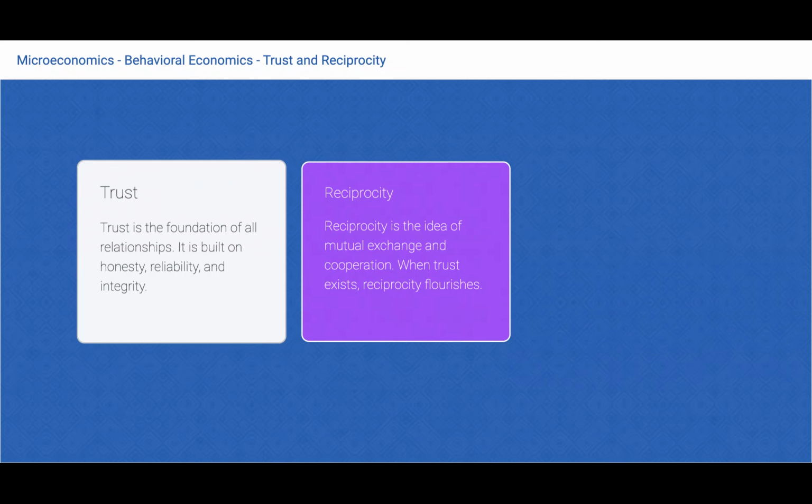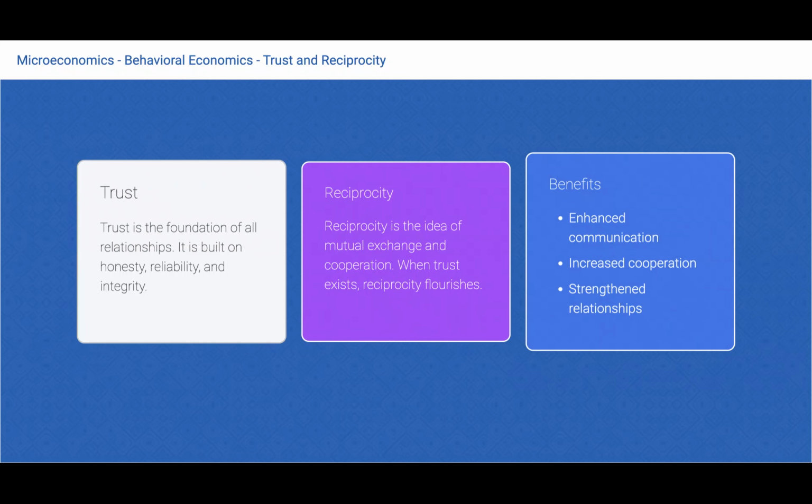Trust and reciprocity are essential elements in building strong relationships. Trust is the belief in the reliability, truth, or ability of someone or something. Reciprocity involves mutual exchange and cooperation, where individuals give and receive in a balanced manner. When trust and reciprocity are present, relationships thrive, leading to enhanced communication, increased cooperation, and strengthened bonds.